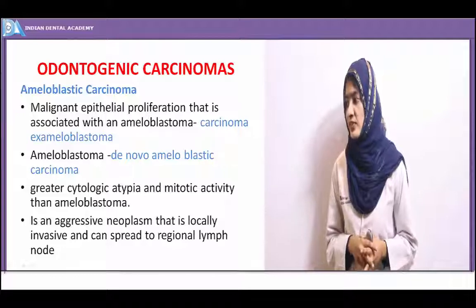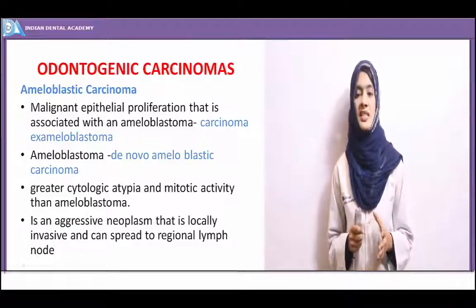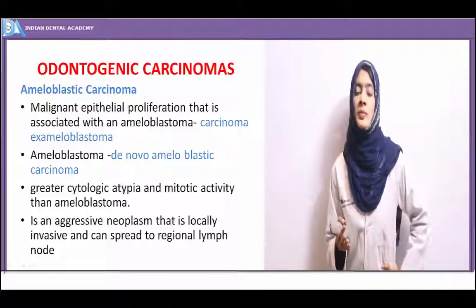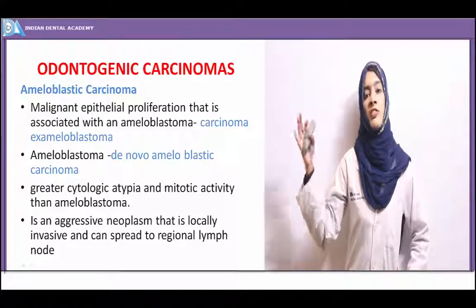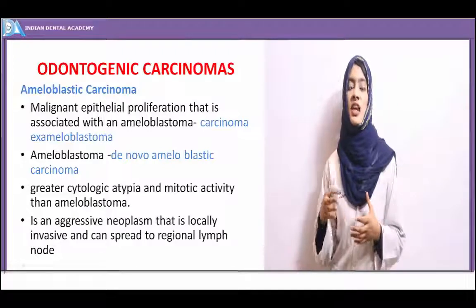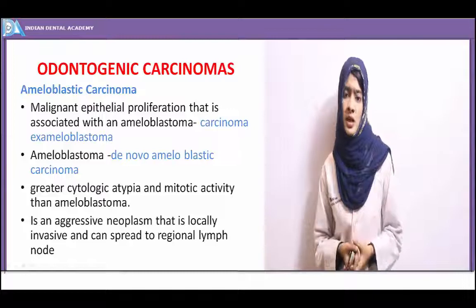So it is an aggressive neoplasm, it is locally invasive and it metastasizes to the regional lymph nodes. Normally ameloblastoma, though being benign, infiltrates the bony trabeculae. When it gets these malignant features, it becomes more invasive in nature and it spreads to the lungs, the regional lymph nodes and other parts of the body.